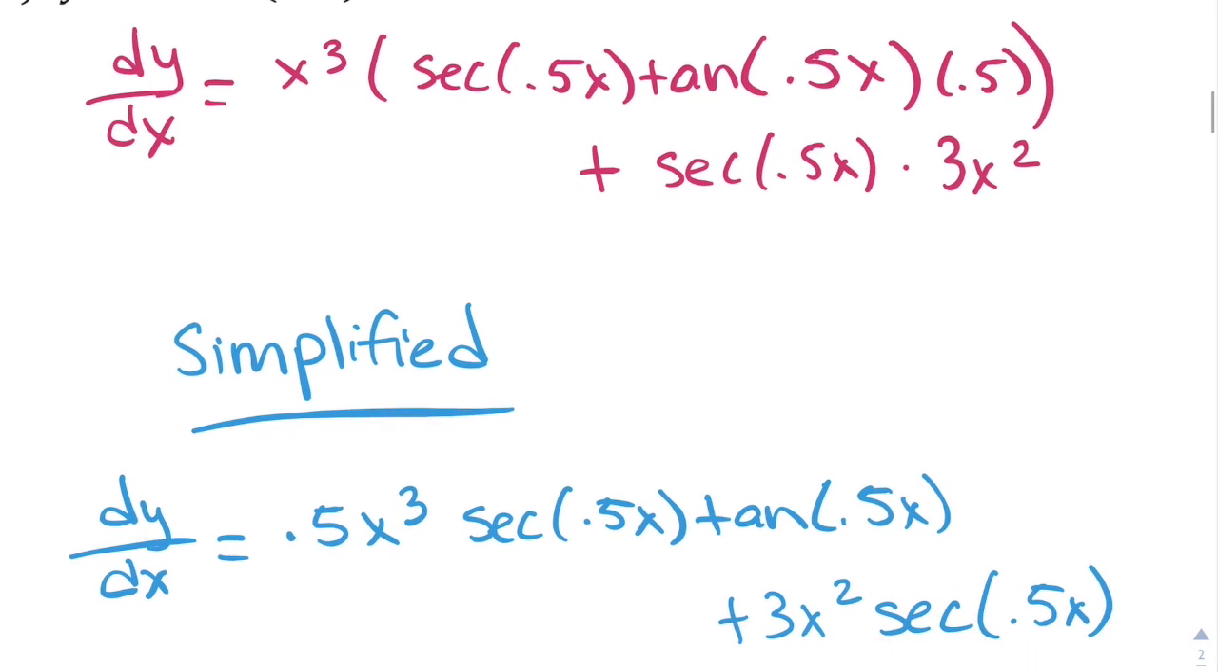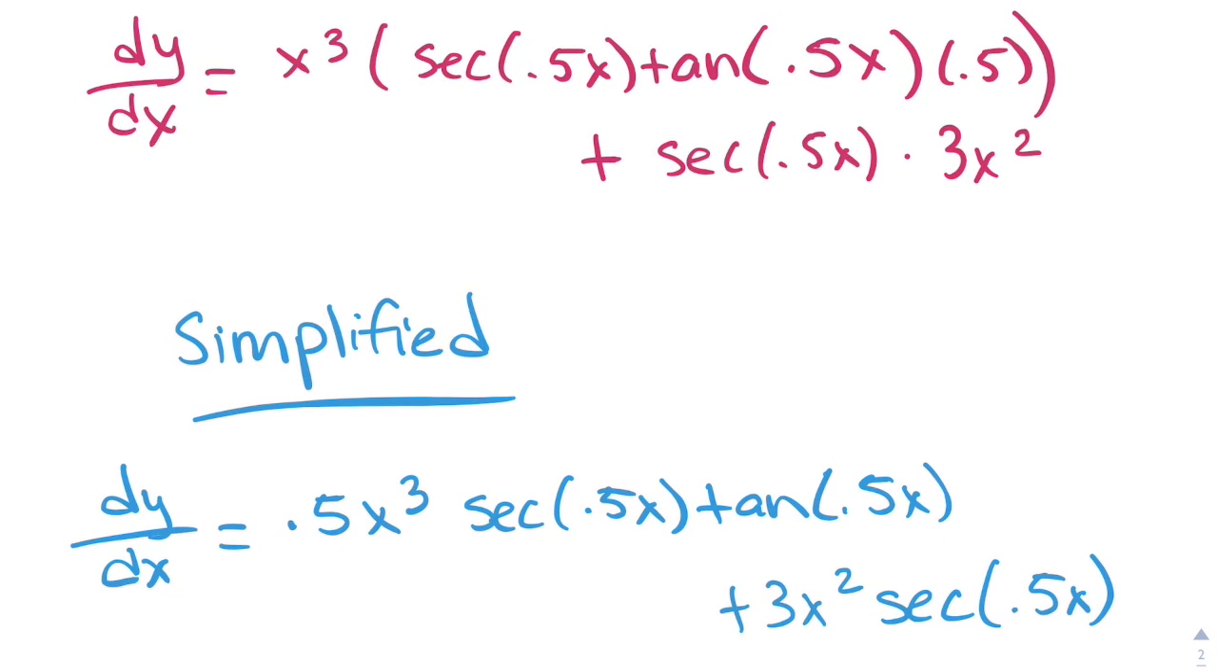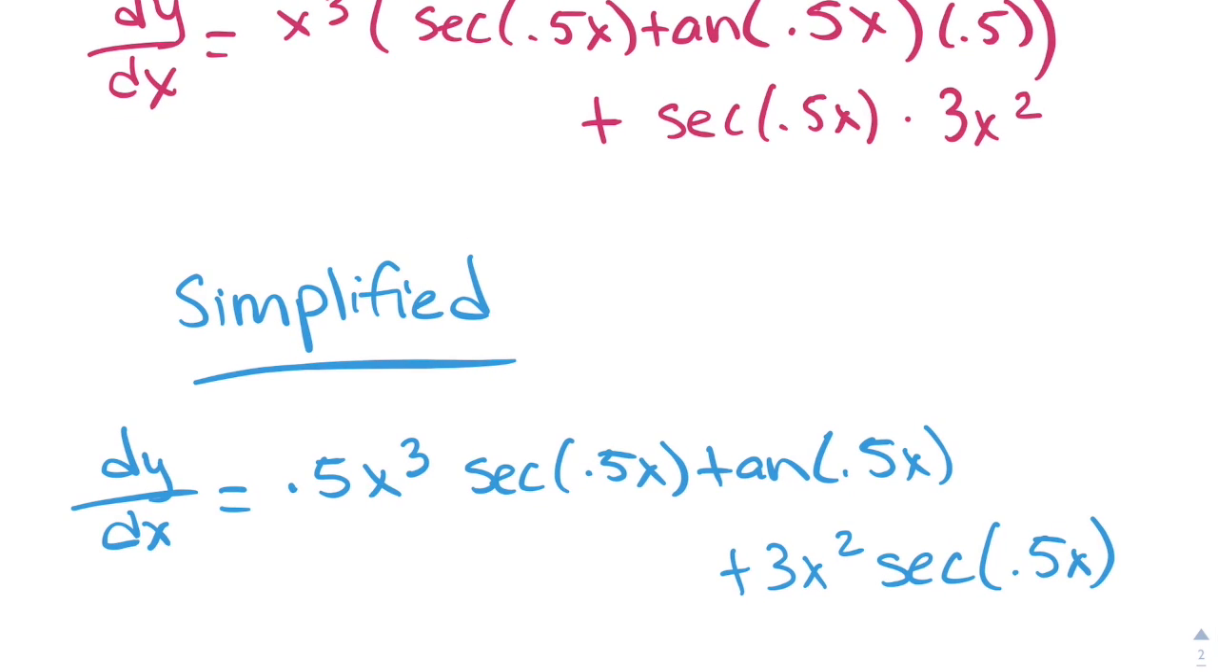Piece it all together and simplify. It looks like I moved the 0.5 and the x cubed stayed out front. Secant tan, and just move the 3x squared out front, and that's your simplified form. Could factor out a secant of 0.5x if we wanted to, but that's simplified enough.